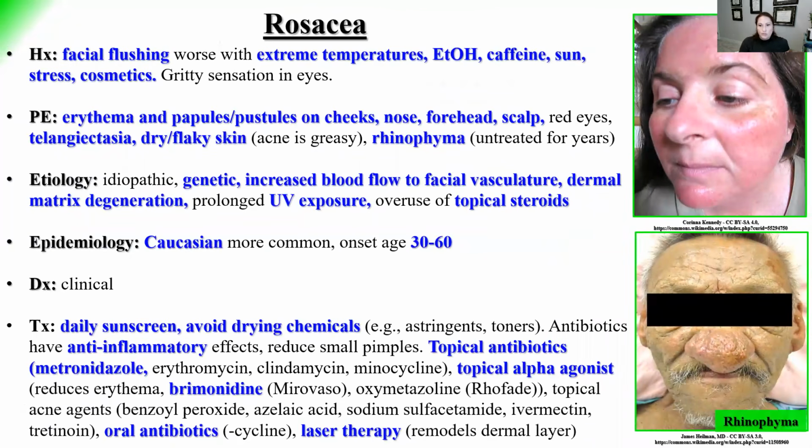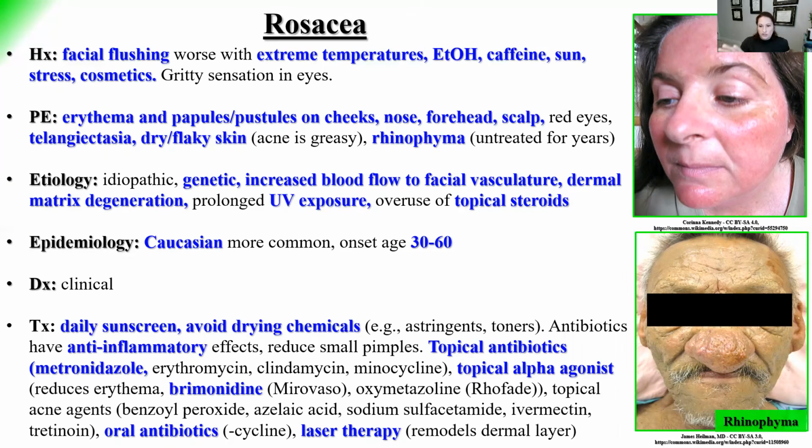Rosacea, you can see in these two pictures here, has a pretty specific physical appearance. With the history of this one, it's interesting because they get this facial flushing that's worse with extreme temperature, so very hot, alcohol use, caffeine use, sun exposure, stress, or certain types of cosmetics they're very sensitive to. They also may complain of a dryness or a gritty sensation in their eyes.